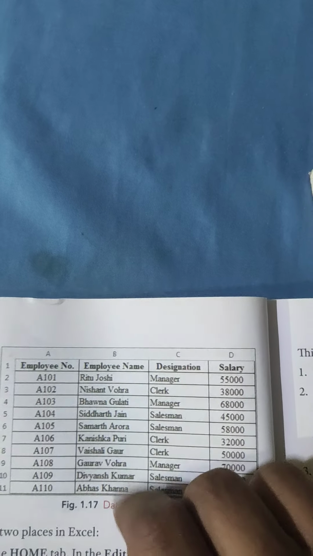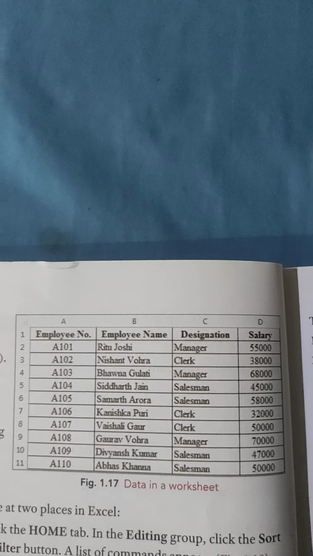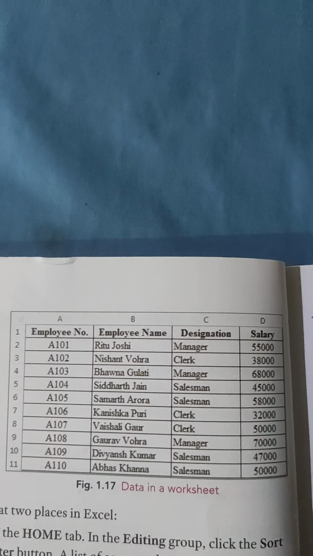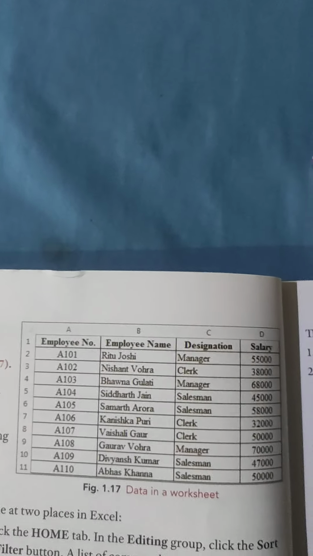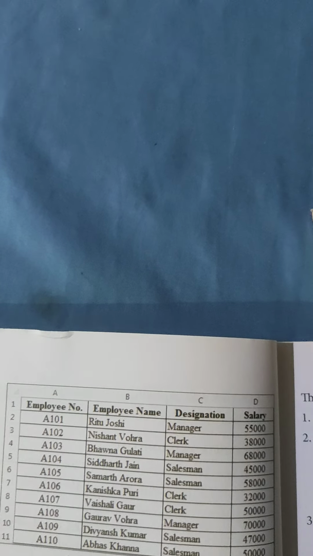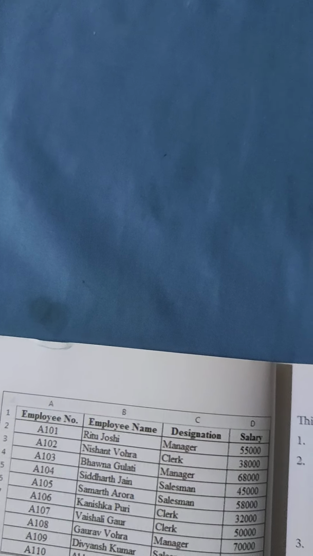Suppose you select this particular column, and there are two steps for sorting a particular cell in MS Excel. The first step is to click on the Home tab on the top left-hand side of the MS Excel spreadsheet. After that, click on the Editing option, and then select the Sort and Filter button. A list of commands will appear. After that you have to click on Sort Smallest to Largest for ascending order sort.